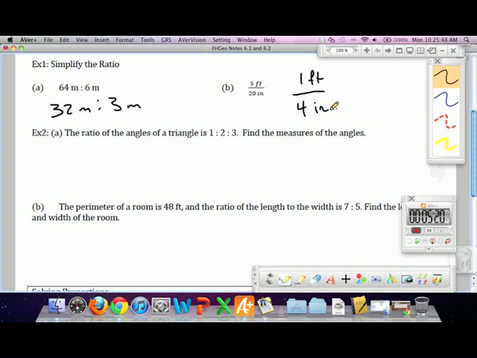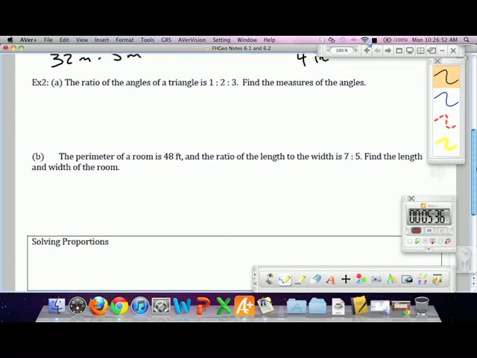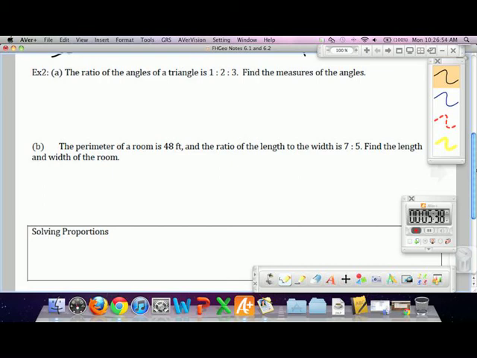So it allows you to make an intelligent comparison between like feet on a map versus inches, or inches on a map to like feet in real life or miles or whatever. So, we're not gonna do that. We see ratios, we'll kind of talk geometrically a little bit here. Let's say the ratio of the angles of a triangle is 1 to 2 to 3. Find the measures of the angle.